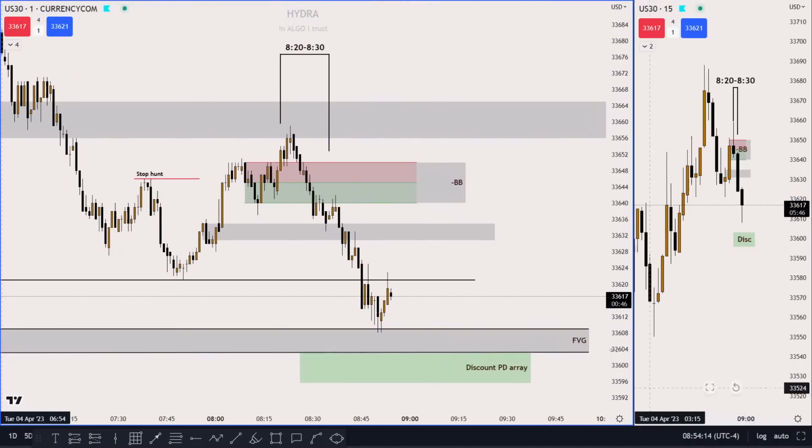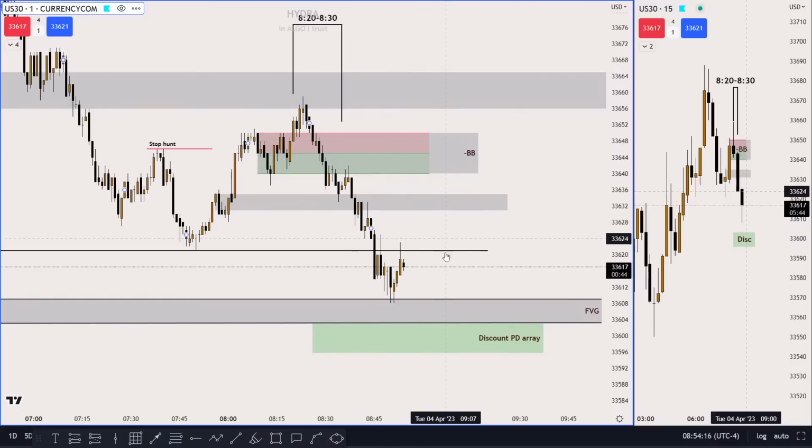Okay, so our macro zone is over. Price is now manipulating, right? We should avoid trading after 8:35 till 9:20. That's the time period we want to avoid trading because that's the time when price manipulates, right?